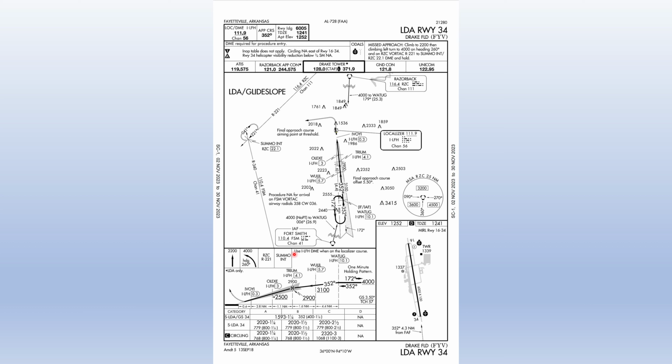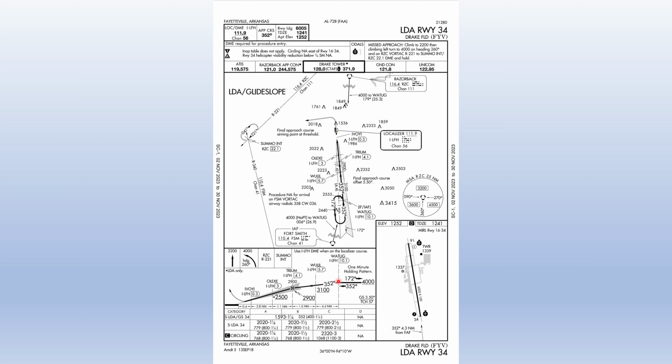So looking at the plan view, it does have a note up here to use the localizer DME when you're on the localizer course to identify those fixes. It shows you the procedure turn down here and tells you that the procedure altitude when you're in the procedure turn is 4,000 feet. So once you're established in that procedure turn, if you're going to use it, which we are not, then that altitude prior to Watug is going to be 4,000 feet.